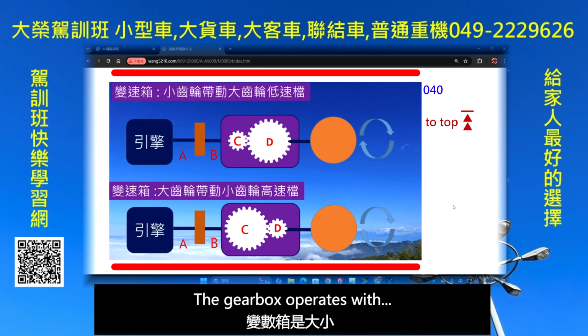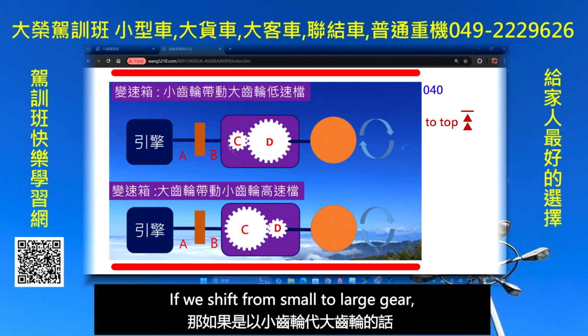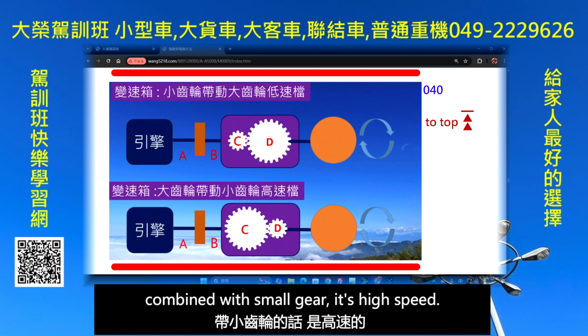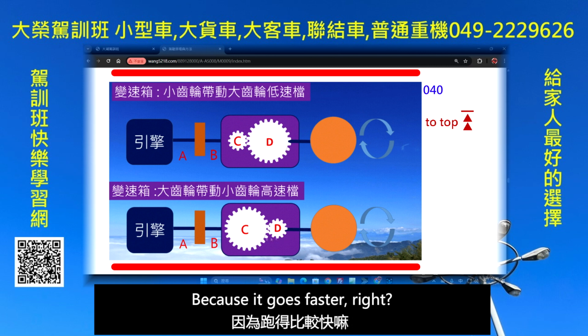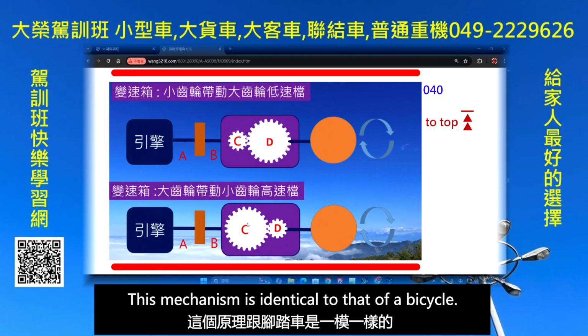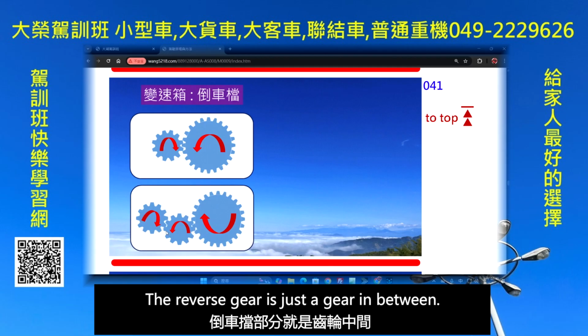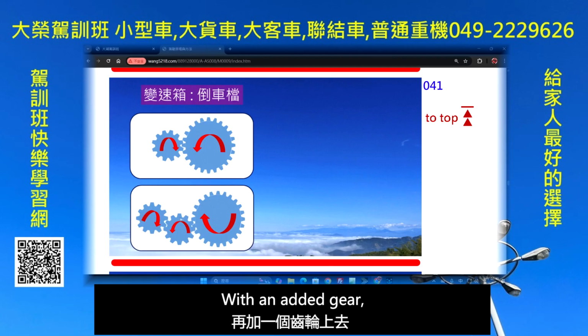The gearbox operates with the gears swapping. If we shift from small to large gear, it's in low gear. If it's large gear combined with small gear, it's high speed, because it goes faster, right? This mechanism is identical to that of a bicycle. The reverse gear is just a gear in between. With an added gear, it changes direction.